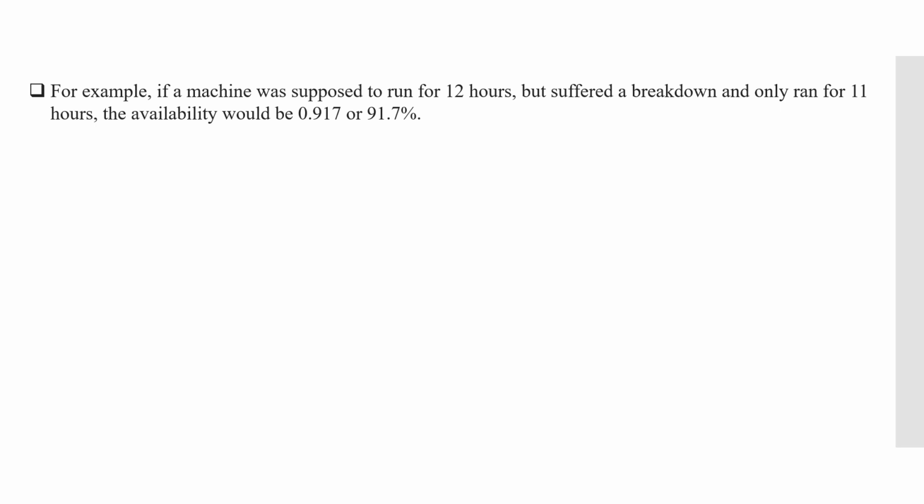So from this, the availability would be 91.7%. Right? So from this statement, we can calculate the available time. Available time is 11 hours, ideal time is 12 hours. So the machine availability percentage is 91.7%.